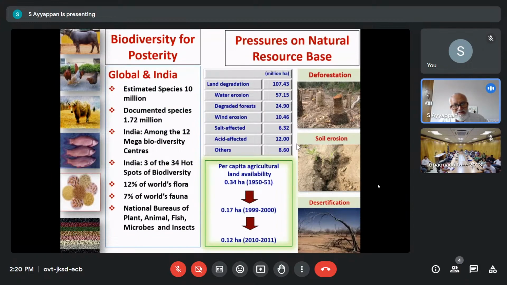It's the biodiversity, and India is one of the mega biodiversity centers among the 12 centers. So what we are having is something like 12% of the global flora and 7% of the global fauna. But the problem is also that due to various reasons, deforestation, soil erosion, desertification, etc., we don't have more than 0.1 hectare per capita. An average Indian does not have more than 0.1 hectare. That is not even something like 1,000 square meter. That is the kind of thing that we are dealing with when it comes to resources.